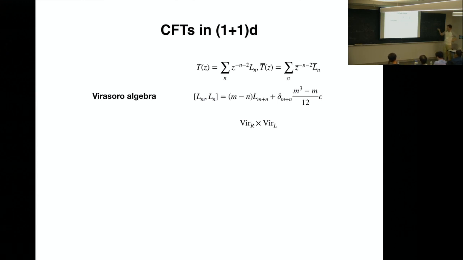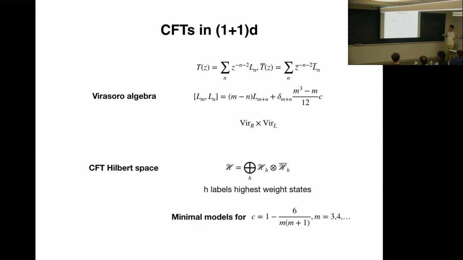So you can just mode expand the stress tensor, and these generators obey the Virasoro algebra with c, the central charge. What I'm writing here is the holomorphic or chiral part of the theory, and there's an anti-holomorphic or anti-chiral part. So the whole symmetry is really the right moving Virasoro times the left moving one.